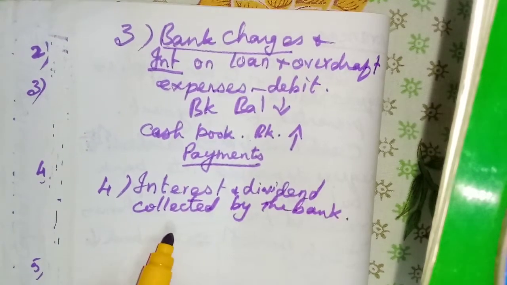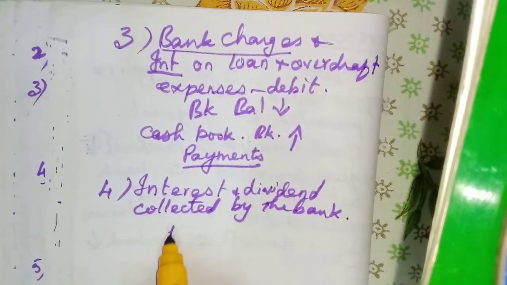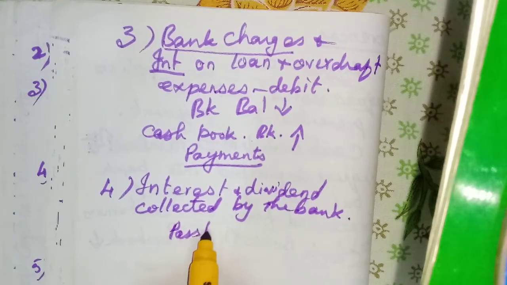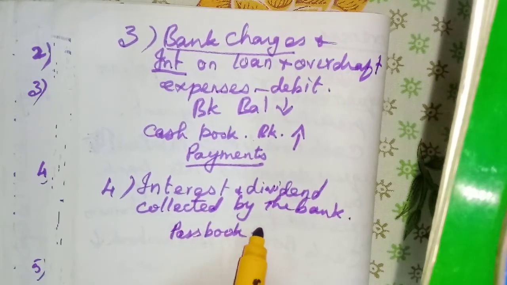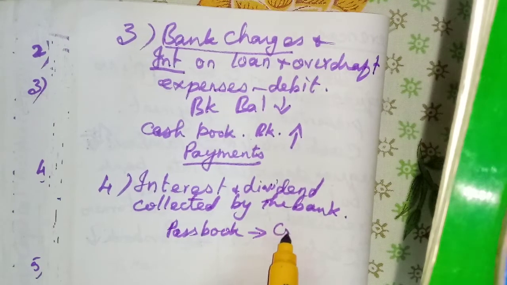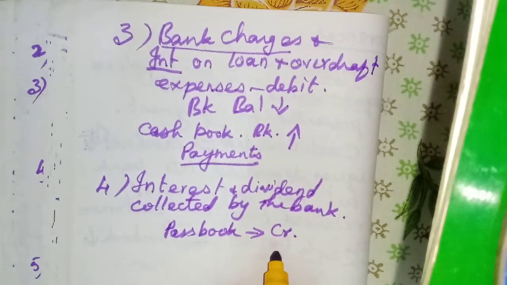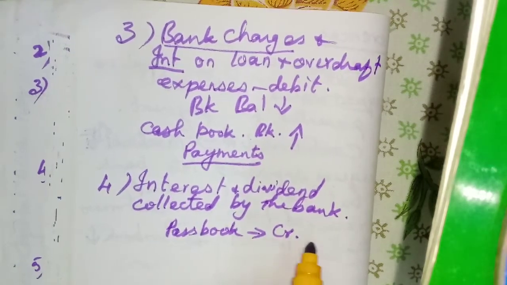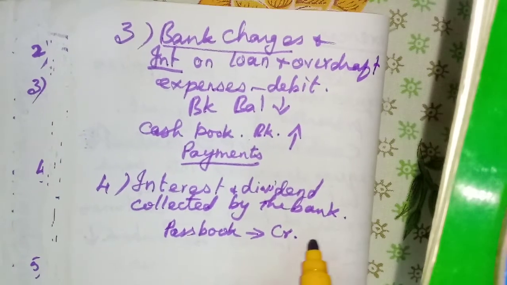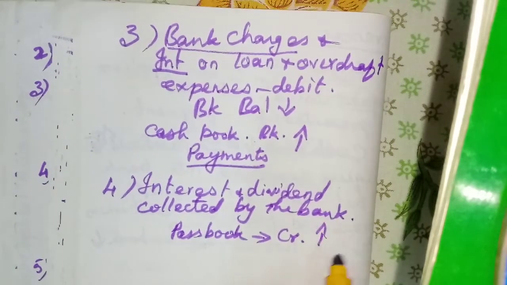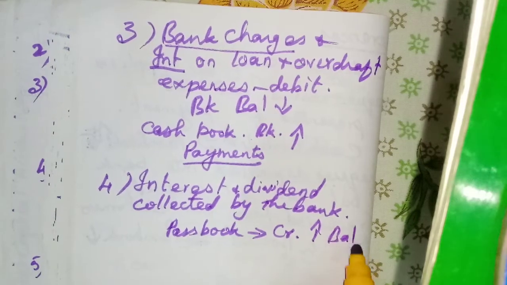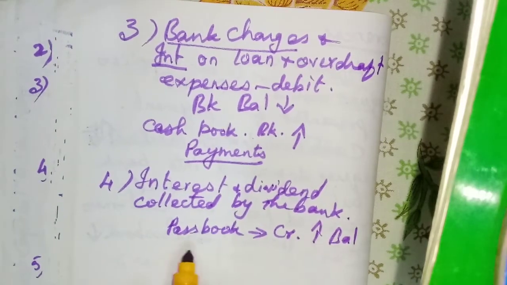So, who is entering first? The bank. In the passbook they will enter. They will credit it, because it is an income for our business, isn't it? They are receiving, so they will credit. So the balance will be more. Which one? The passbook shows more balance.